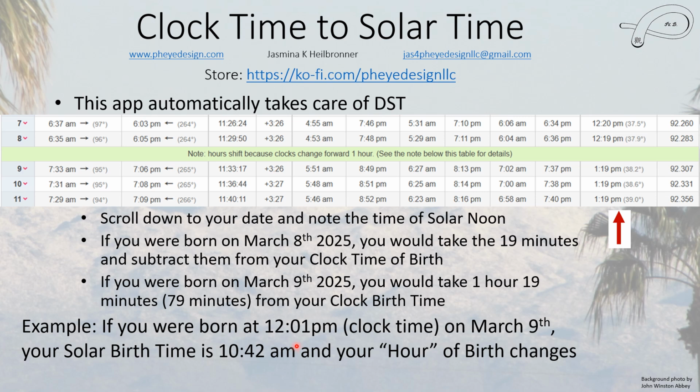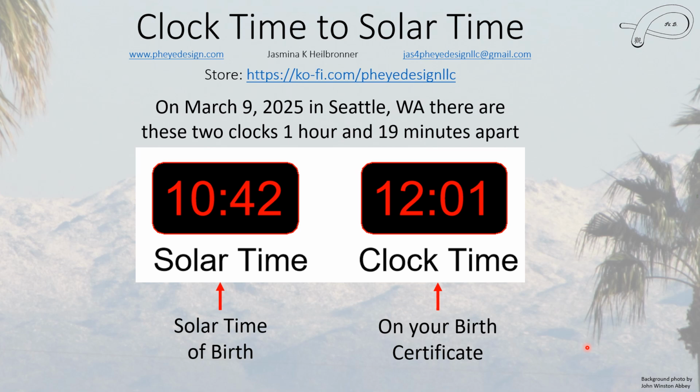So if you were born at 12:01 p.m., just after noon on March 9th, your solar time of birth is 10:42 a.m. and your hour of birth will change, because this is part of the horse hour, this is part of the snake hour. So basically you just have 2 clocks. When this one changes 1 minute, this one does 2. This is what's going on. This is what's on your birth certificate, the clock time. You're converting it to the solar time. And this is why you're going to be subtracting the extra time if the clock time is later than 12 noon.